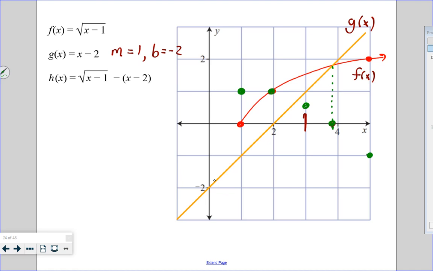Good? We need to explore what happens between those first two green points. And I might even recommend actually calculating what the y-coordinate is on this function when x is 1.5. So that's what I would like you to do. Put in 1.5 for x, and I want you to calculate what h of x is.